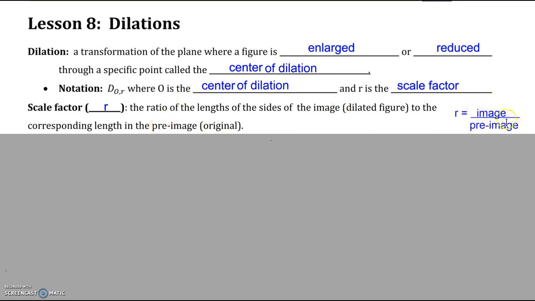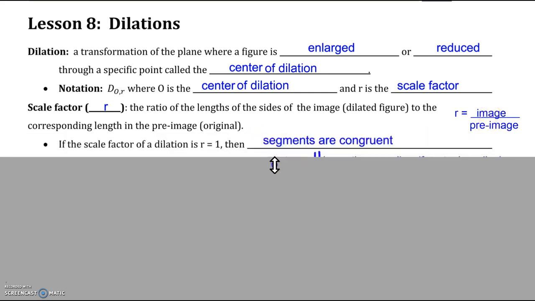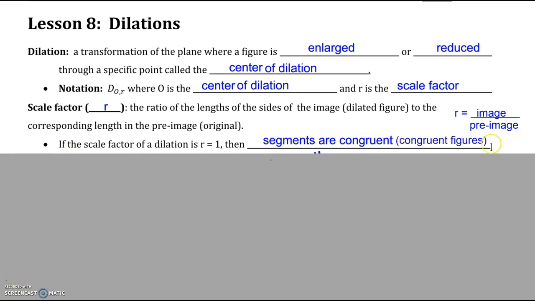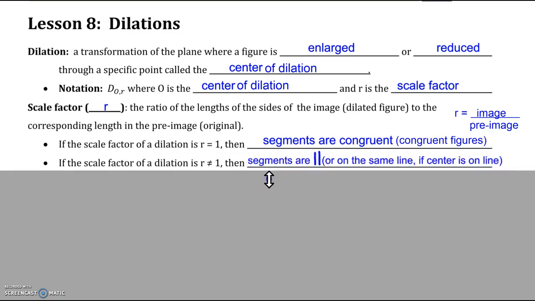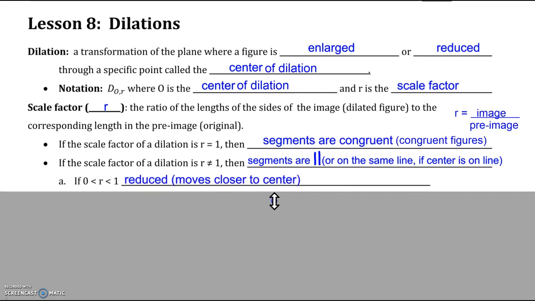So you're going to pick a side from the image, and you're going to put it over the side in the preimage, and then you divide, and that'll tell you how much bigger or smaller the image is compared to the preimage. If your scale factor is 1, then the segments are congruent. These are actually congruent triangles or shapes. If your scale factor is not 1, then your segments are going to end up parallel, or they'll be on the same line if you're dilating through a center that's on the original line, and we'll show you that.